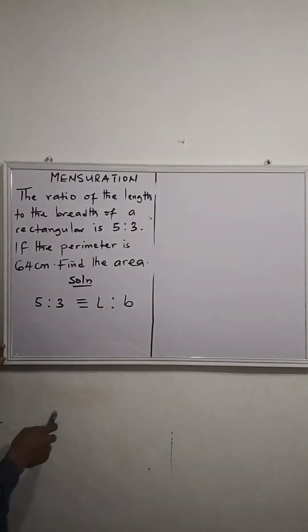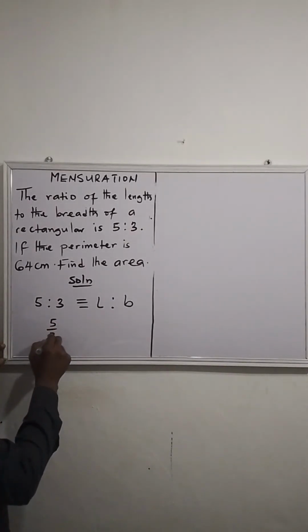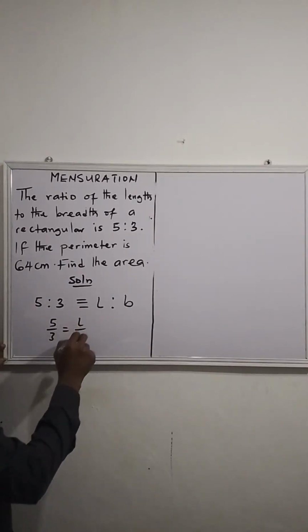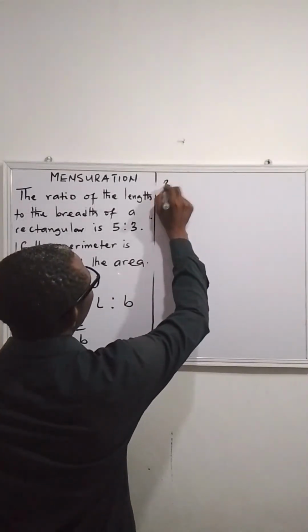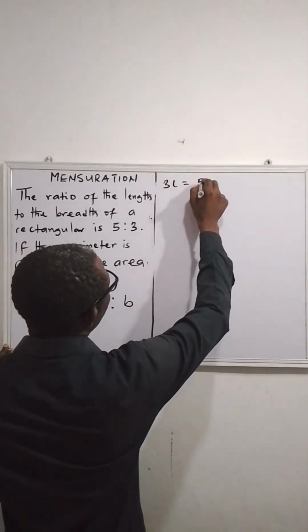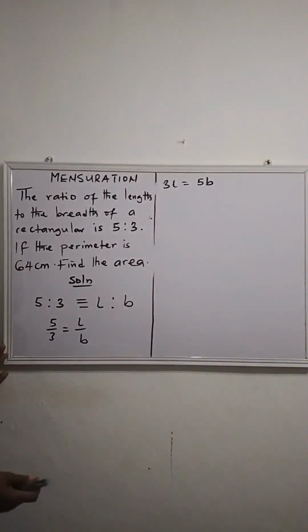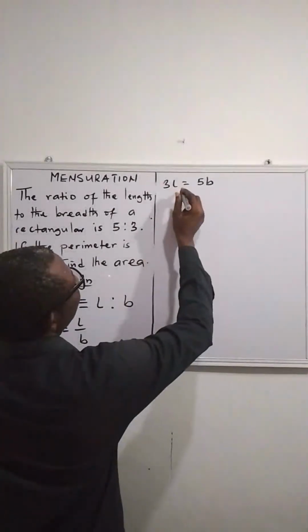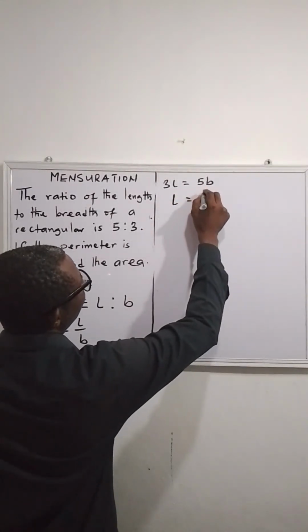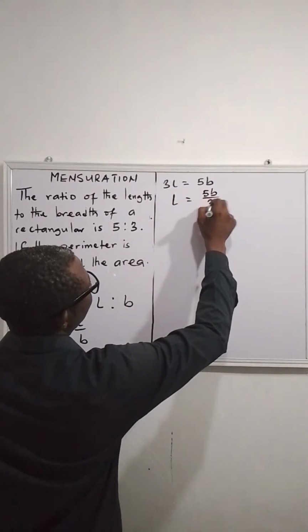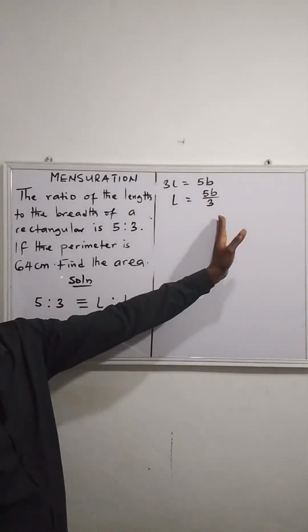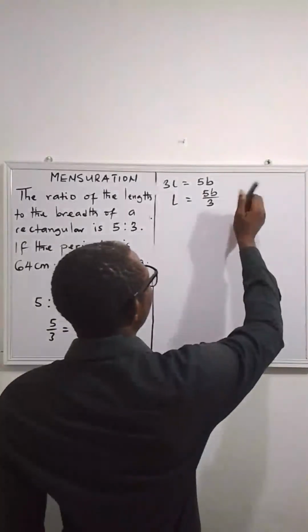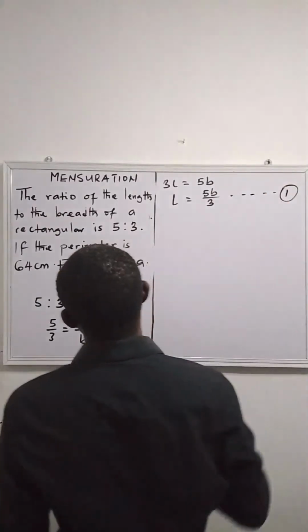So now this can be written as 5/3 equals L over B. Do you get that now? So we can cross multiply. When you cross multiply, you have 3L equals 5B. And here you can say L equals 5B over 3. Is that taken? So we now have an expression for L, the length. So now let's take note of this. We can call this equation 1.